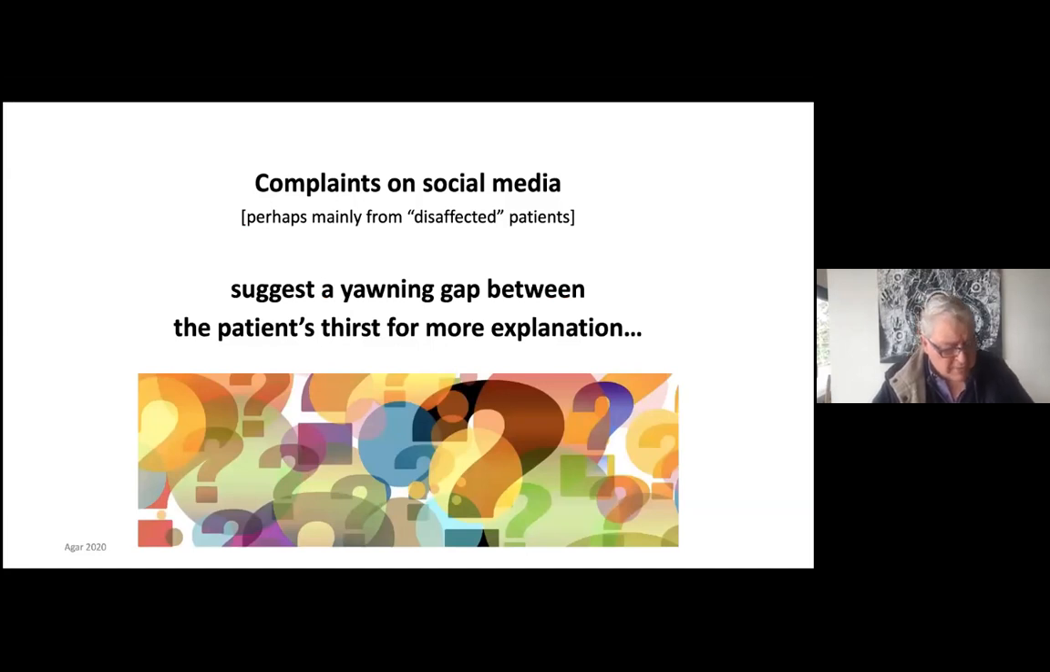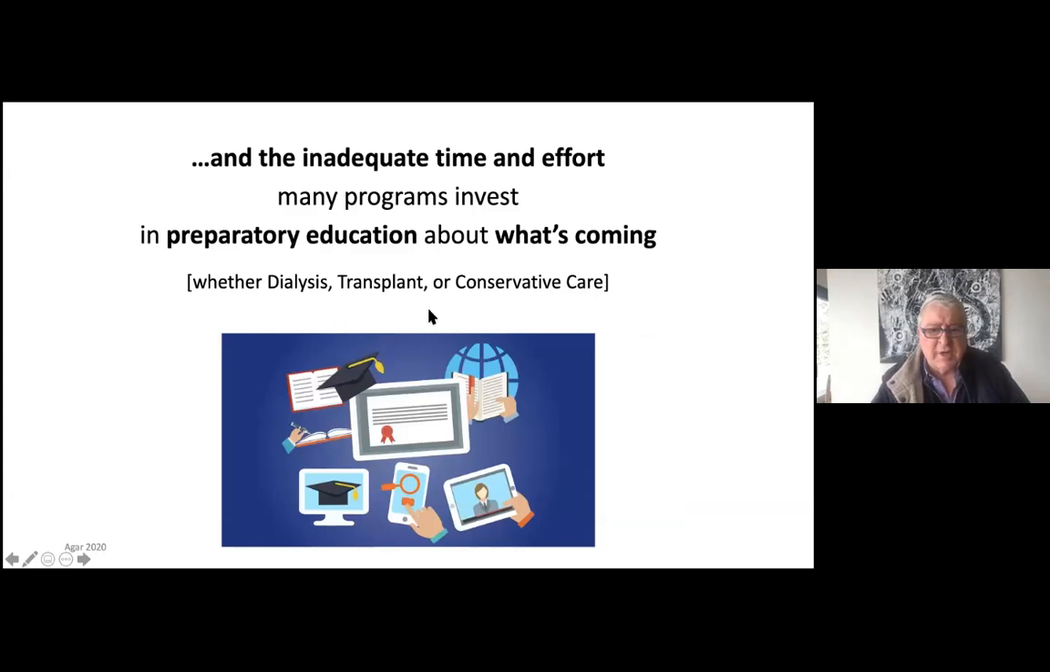I have had my times on social media, sometimes with my fingers burnt, mainly from disaffected patients who voice complaints that suggest a yawning gap between the patient's thirst for more explanation and the inadequate time and effort that programs invest in preparatory education about what's coming. That involves not only dialysis and transplantation, but conservative care as well.